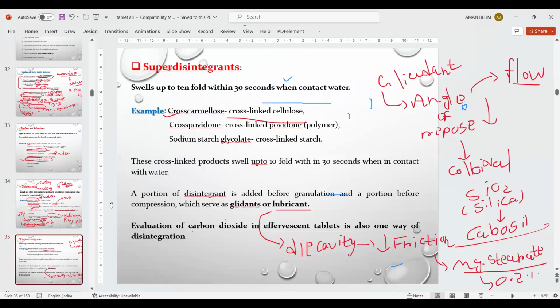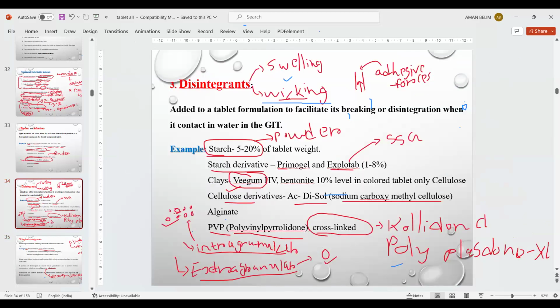Then the super disintegrants. So first, tell me the examples of super disintegrant. What are super disintegrants and what are the examples of super disintegrant? Very, very important concept. And the examples are also important. Acidisol. Okay, acidisol, is it a super disintegrant?